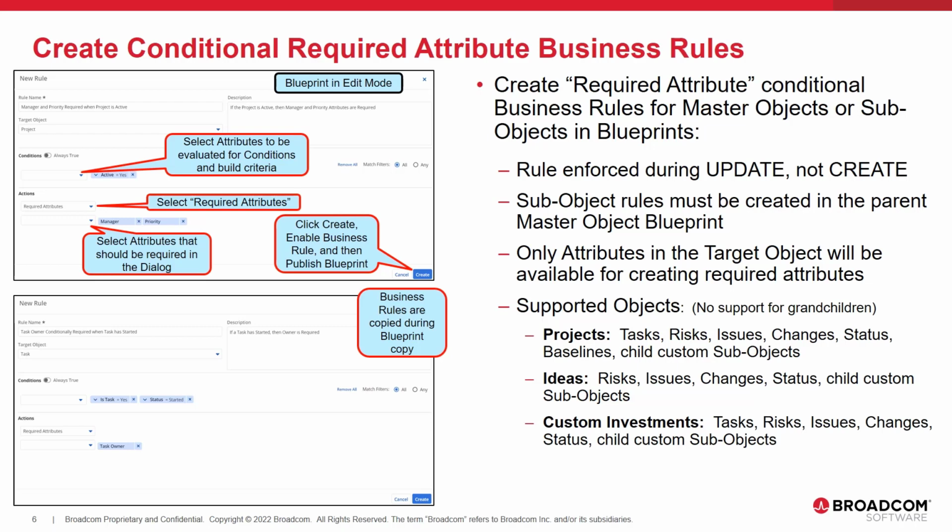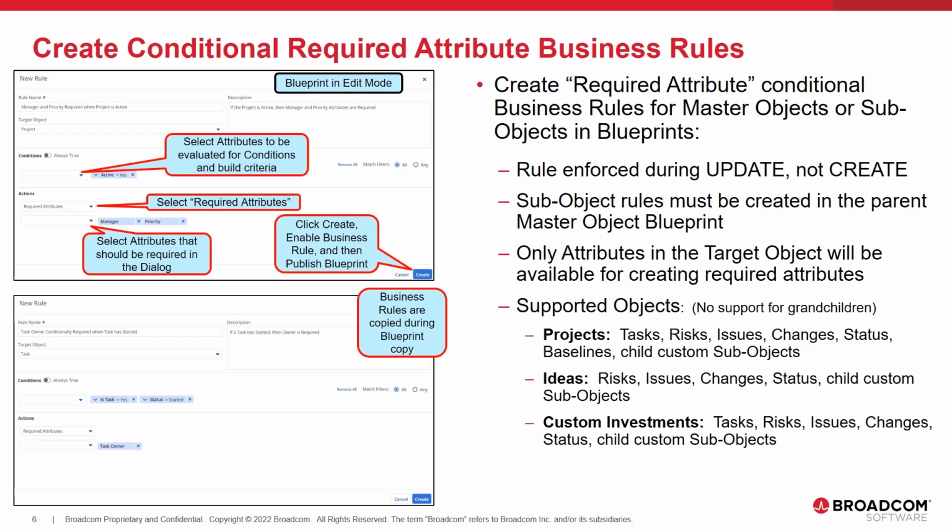In the top example for the project, we said active equals yes. What you also need to do is under the Actions section, you would select required attributes, and then select those attributes that you want to be required as part of this role for the project. In this example, we selected both manager and priority when projects are active. Whenever you're finished creating the role, you would just click Create, enable your role, and then publish it.